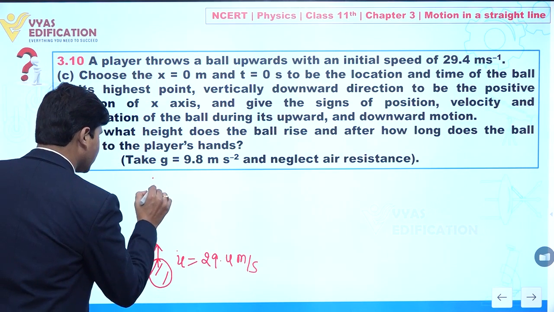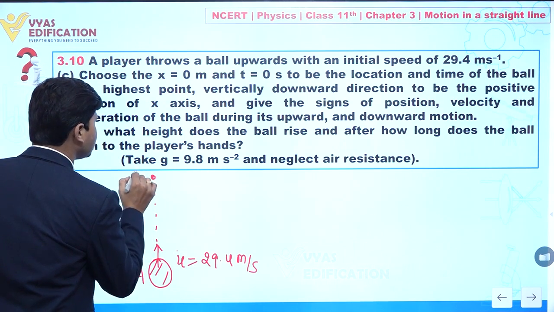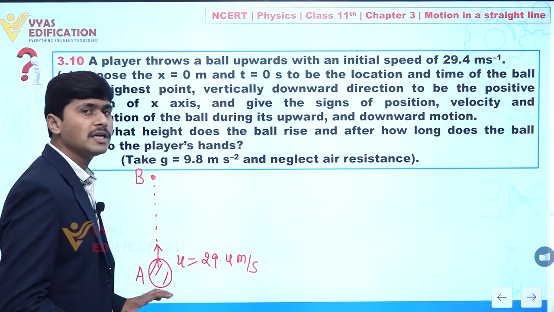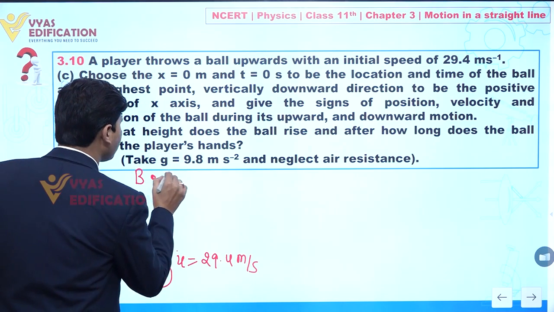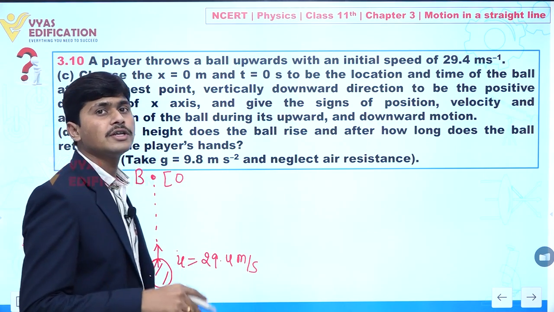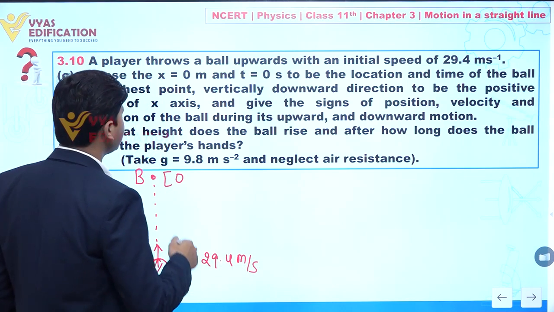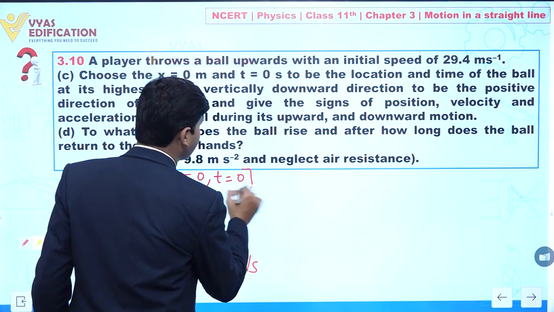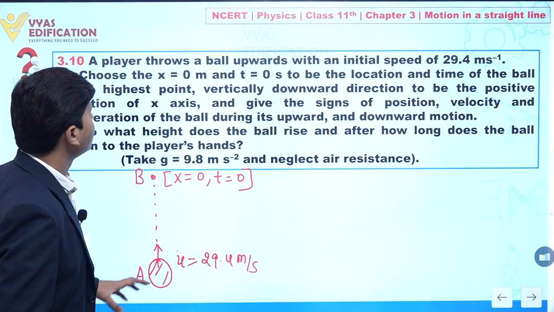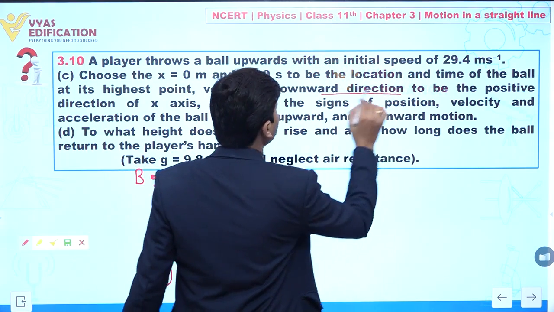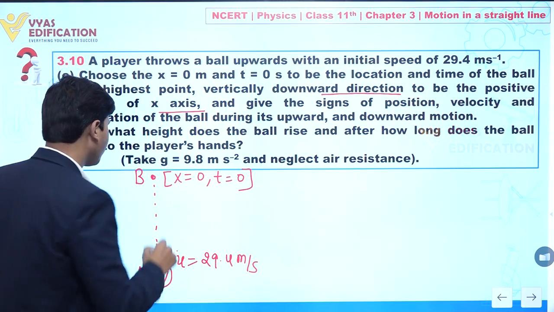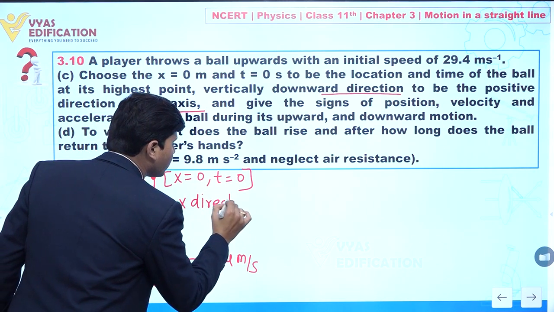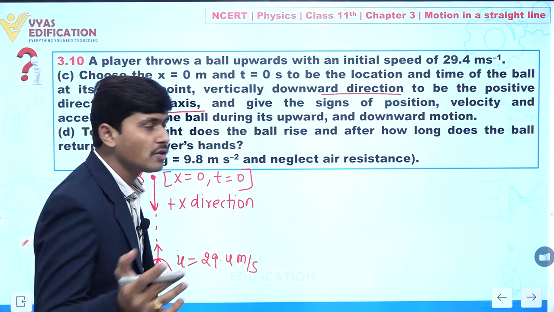Let's suppose this ball reaches point B, and this B is the maximum height that the ball can travel. Clear? So let's suppose we are taking this point as our origin, or our reference. It is given here that you have to take x equal to 0 and t equal to 0. Now listen carefully. It is also given that the vertically downward direction is the positive x axis, so we will take this direction as positive x direction. Okay, fine.